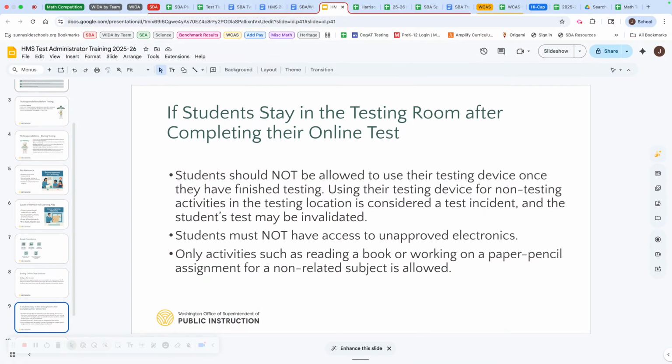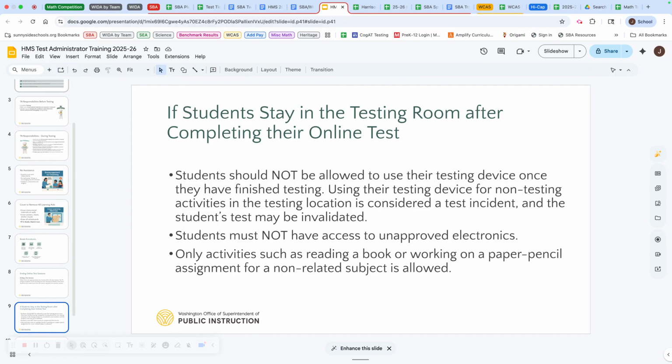If a student is staying in the test room after completing their online test, so you say you have an early finisher that gets done, this sort of sucks. Students will not be allowed to use their testing device once they have finished testing. Using their testing device for non-testing activities in the testing location is considered a test incident, and the student's test may be invalidated. So let's say that Frank finishes the test, and he wants to play Shell Shockers on his Chromebook. The answer is no, Frank. You have to close your Chromebook and do one of the other activities we have for you that doesn't involve your Chromebook. It's kind of silly, since Frank wouldn't be able to message his friends that are in the secure testing environment anyway, but that's life.